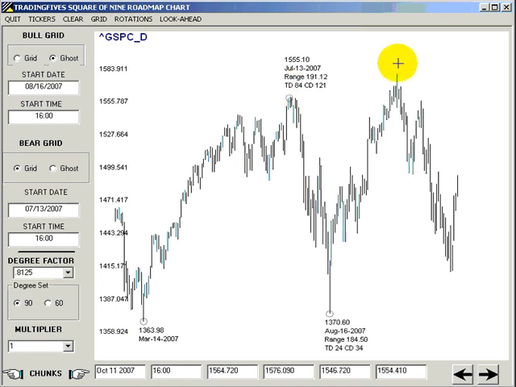Let's put the information back on the chart. Okay, this was an easy one. Now, it doesn't always occur that easily, and there are tools to help in those situations.